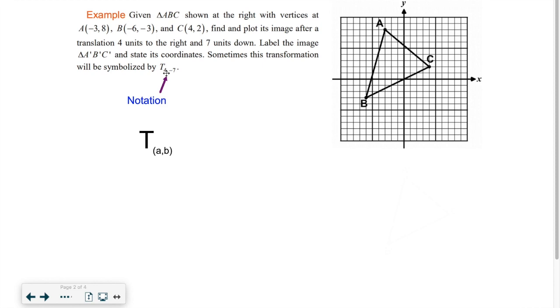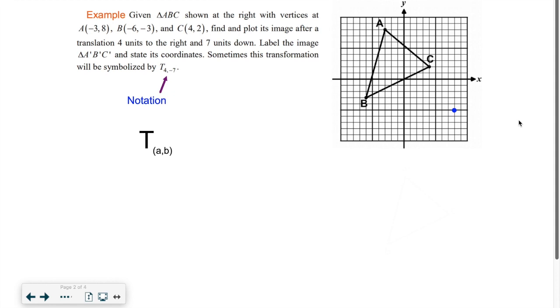So this means that x is going to go to the right 4 units because that's positive in the x direction, and down 7 units because that's negative in the y direction. And so let's first translate point C, okay? Point C is at 4, 2. What we need to do is shift right 4 units and down 7 units. So if we do that, 1, 2, 3, 4, 1, 2, 3, 4, 5, 6, 7. Right here is going to be our point C prime.